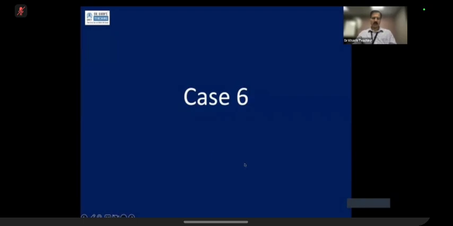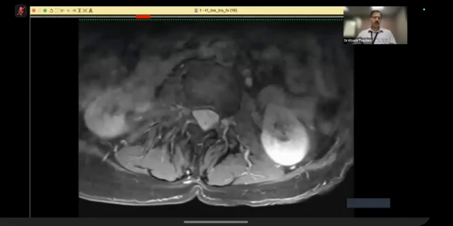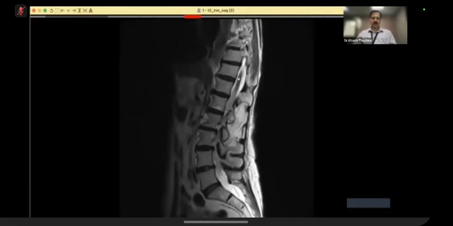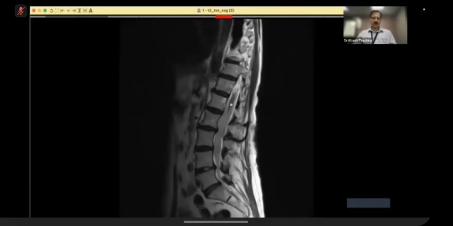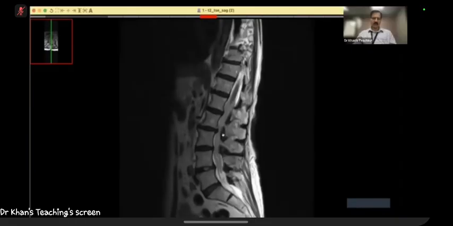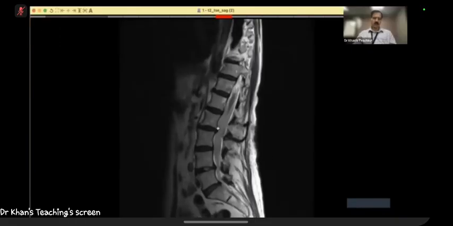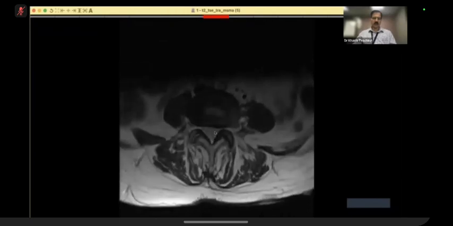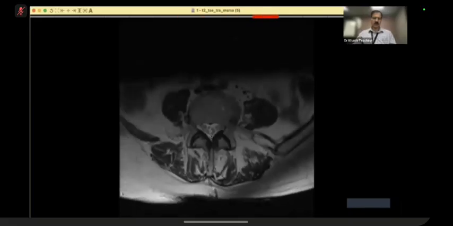Now, our case. The key thing was that I showed you initially a T2 weighted sequence. On this T2 weighted sequence, we can see that this is the conus and it ends, and then all of this is abnormal. Actually, these are thickened nerve roots. And when we see it on a T2 weighted sequence, you can see how thick these nerve roots are at places. They just occupy all of the thecal sac because they are thickened.